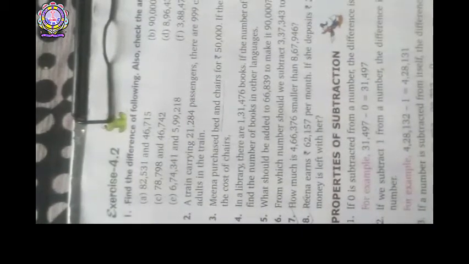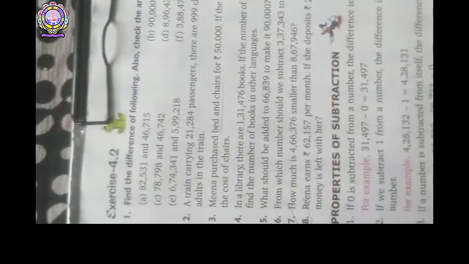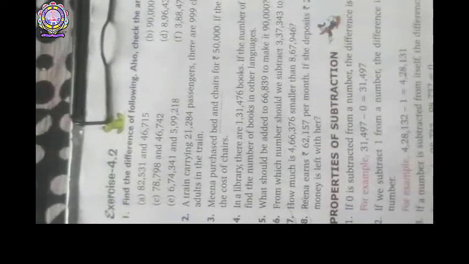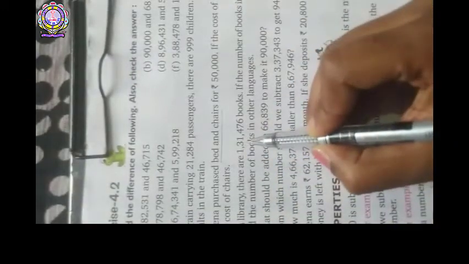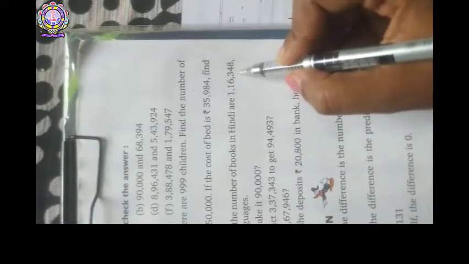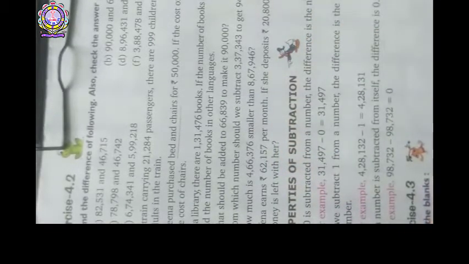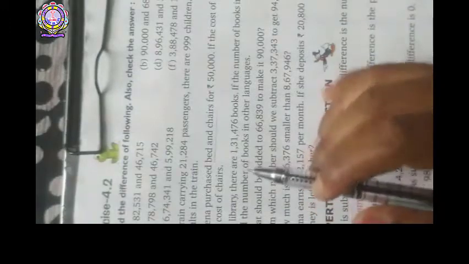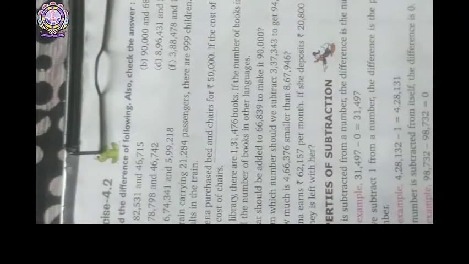In a library, there are 1,31,476 books. Okay. If the number of books in Hindi are 1,16,348, find the number of books in other languages. Okay. There are 1,31,476 total number of books.